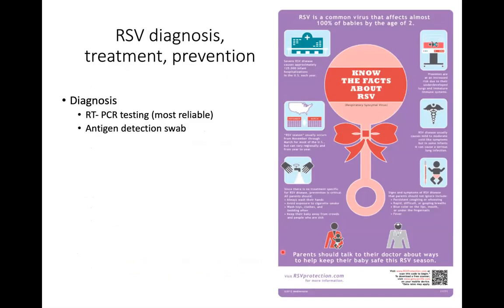Okay, we can diagnose RSV through RT-PCR testing of a swab. This is the most reliable. It's not super fast, right? You have to send it out and you get results, depending on where you are, anywhere from 24 hours to 3 days later. There is an antigen detection swab, so a sort of rapid test. It is specific, but it's not that sensitive. So it can come back as a negative, and a PCR test will be done just in case.